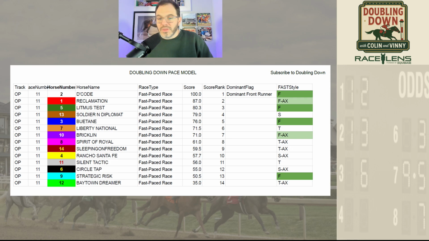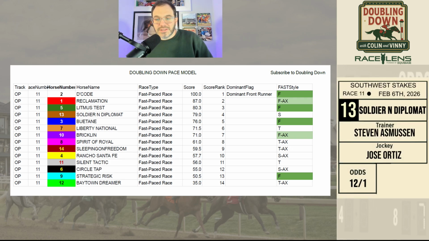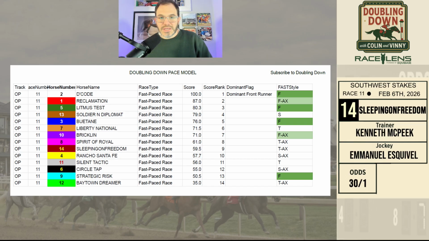So for the Southwest Stakes, here is the Doubling Down pace model. My model is built off of the foundations of horse racing: class, pace, form, and speed. I haven't integrated form yet because we're going at this one step at a time, and we try to make it better with each adjustment. You want to test it for about a month before we make any changes. That's about where we're at right now with this current model.